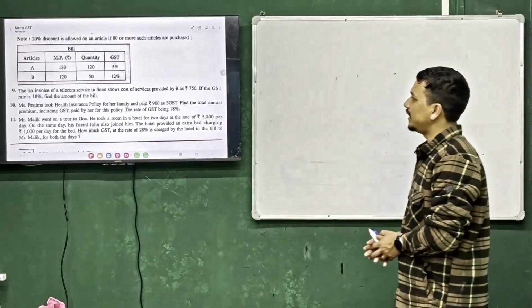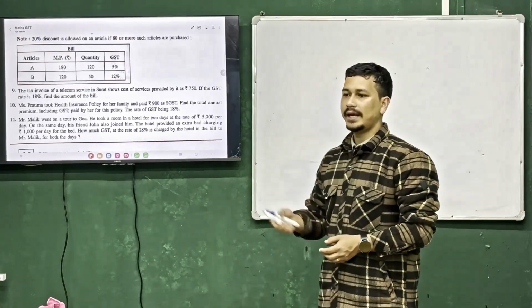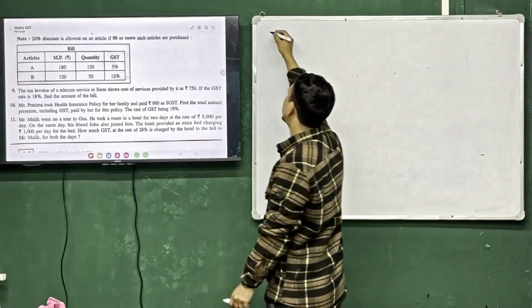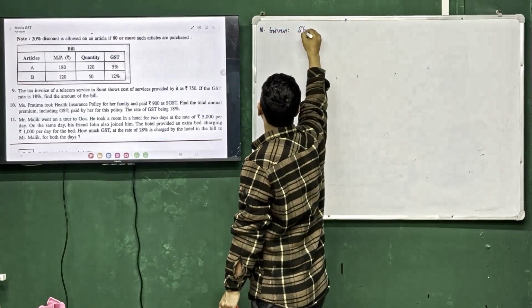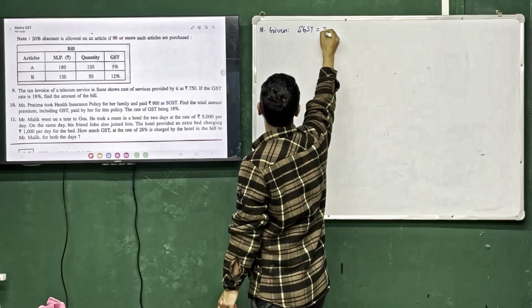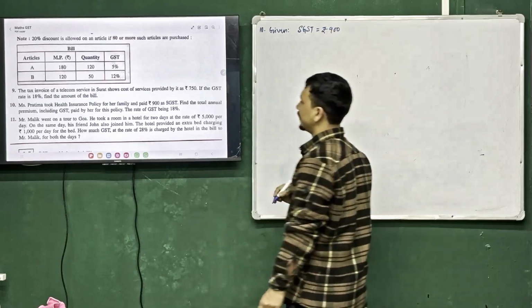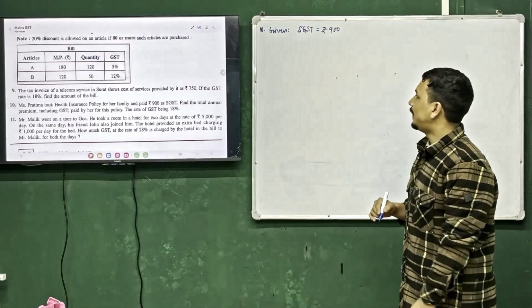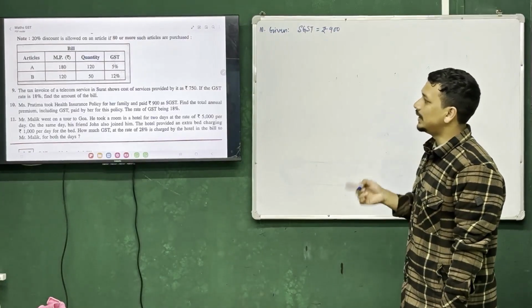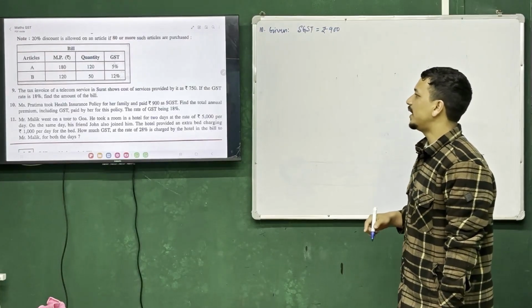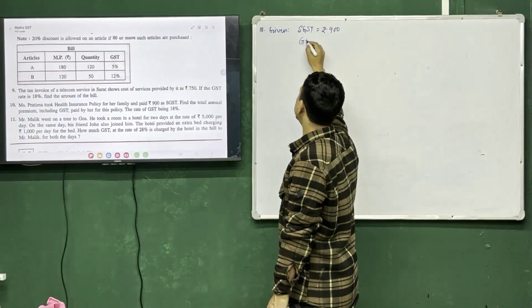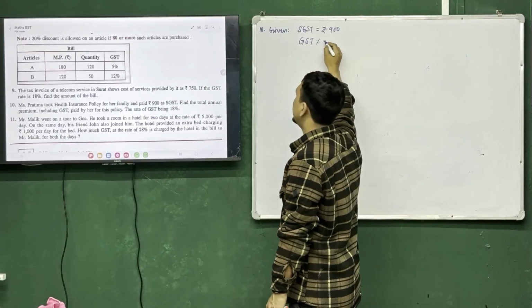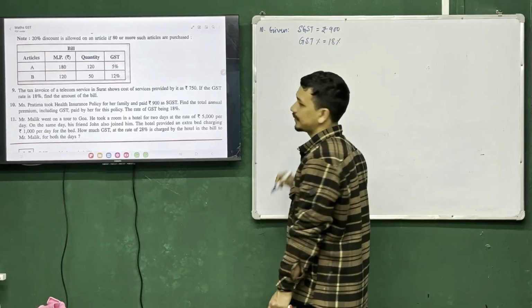Miss Pratima took a health insurance policy for her family and paid 900 rupees as SGST. So what's given here? SGST is rupees 900. Find the total annual premium including GST paid by her for this policy if the rate of GST is 18%.